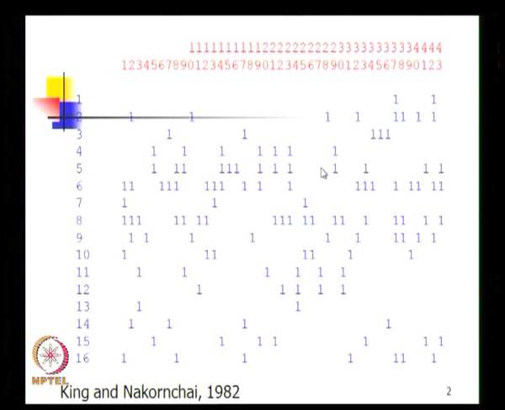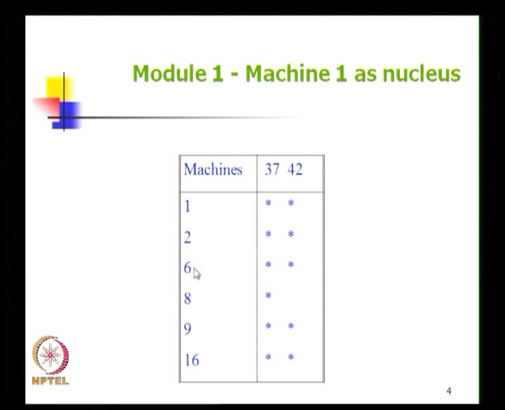Then we go back to this original matrix and look at column numbers 37 and 42 to find out all the other machines that 37 and 42 visit. So, 37 visits 1, 2, 6, 8, 9 and 16. So, we write 1, 2, 6, 8, 9 and 16 here, and then we indicate with a star mark or a tick mark that 37 visits all of these machines.